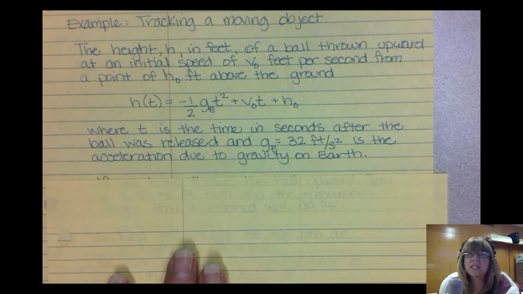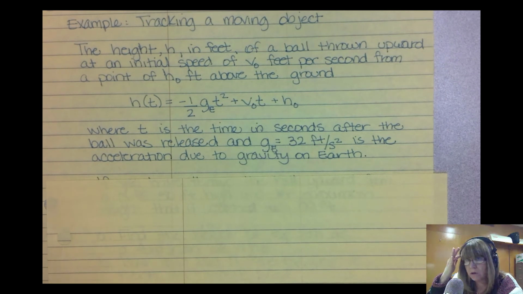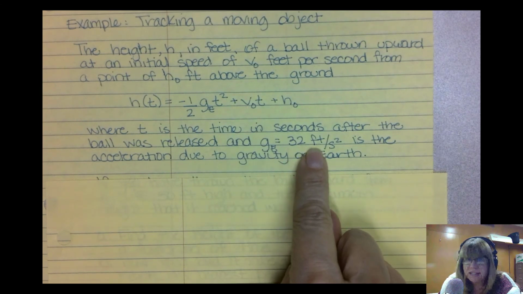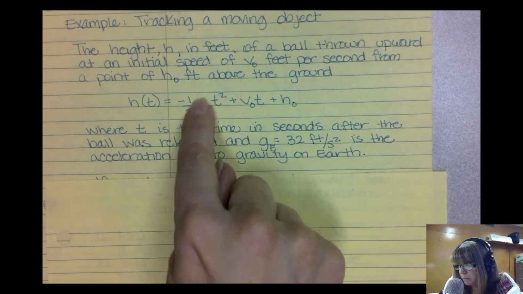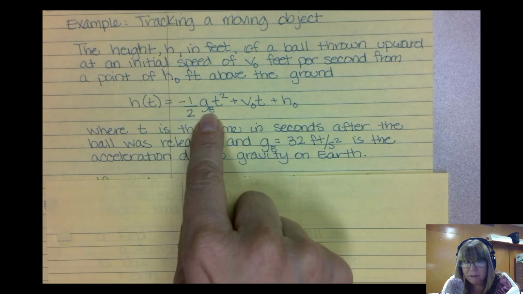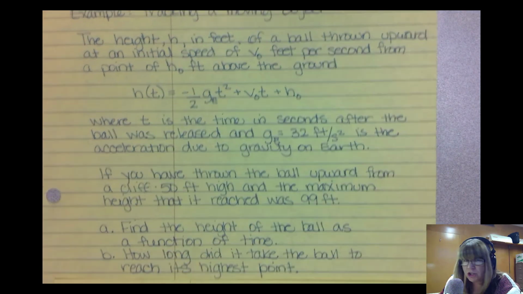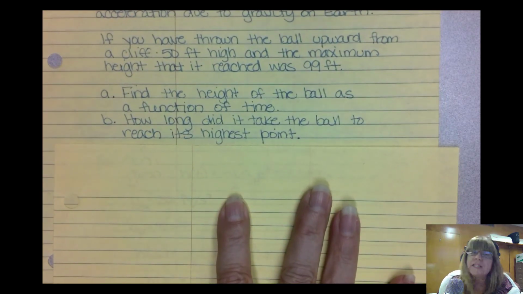Now, gravity is pretty standard. Gravity doesn't change for most math equations. We're going to use 32 feet per second squared. So we can replace this g of e, which is our gravity of Earth, by 32. So let's go ahead and start throwing in some information. Let's say we threw the ball upward from a cliff and we are 50 feet high from the ground on this edge of the cliff. The maximum height that this ball reached was 99 feet.